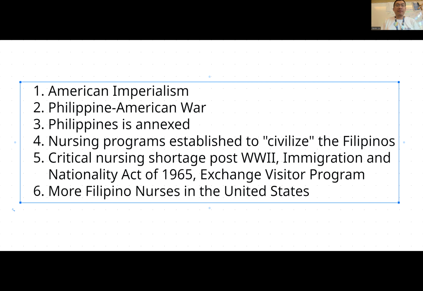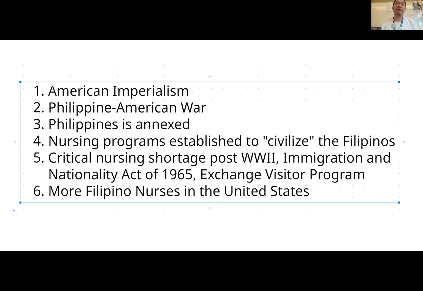We then get to the Philippine-American War, right? You could have also put the Spanish-American War. This allows for the United States to begin to gain territory elsewhere, right? Which leads to the fact that the Philippines gets annexed, right? The U.S. takes over, it establishes the Philippines as an American colony.